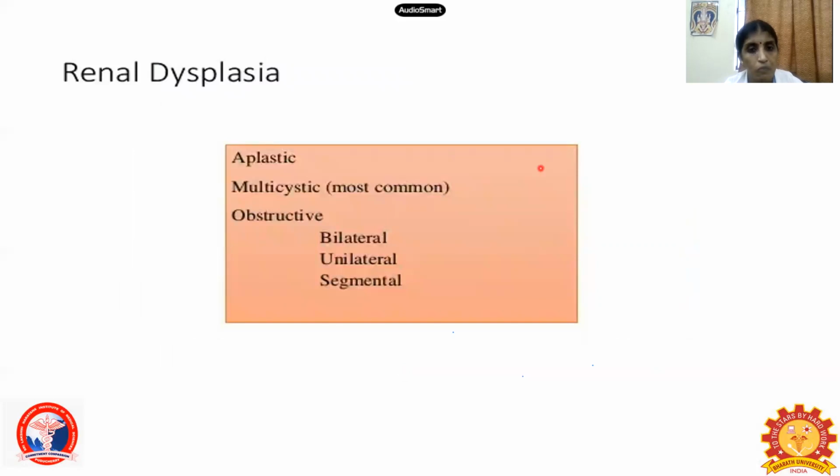So what is renal dysplasia? I have told you, anything which is normal, then what is abnormal could be a metaplasia, then dysplasia, and dysplasia can act as a soil for neoplasia. So you have to remember renal dysplasia.